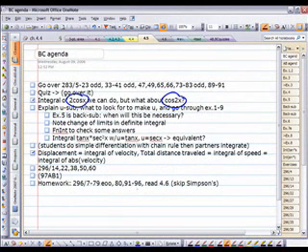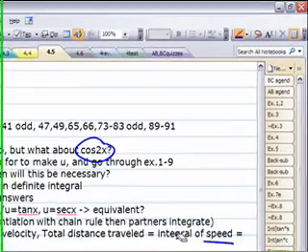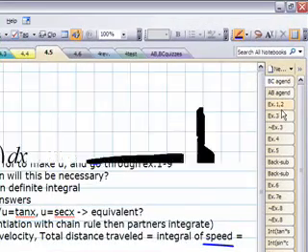So displacement is your integral of velocity, whereas your total distance traveled, which would mean if you go somewhere and come back, you actually have traveled some distance, is your integral of speed. And your speed is the absolute value of velocity. And so speed is a scalar, velocity is a vector. So that's how we relate displacement, velocity, speed, and total distance traveled. So now on to some examples of u substitution.